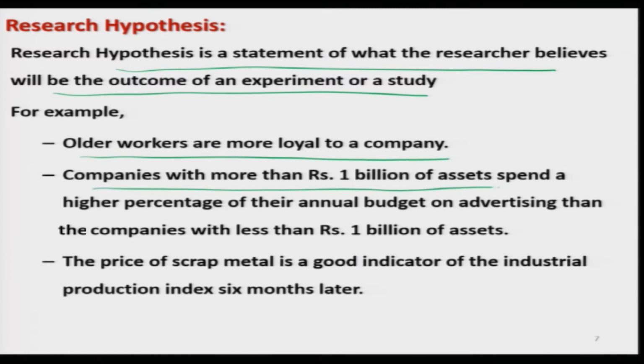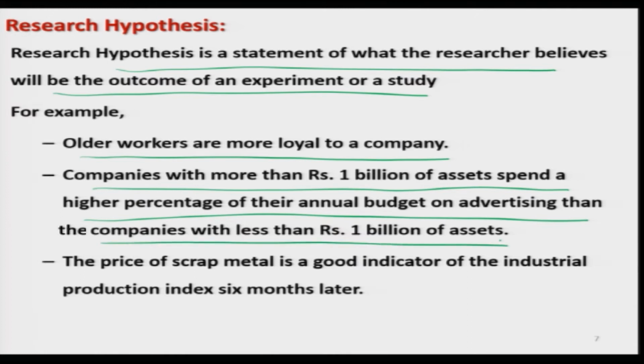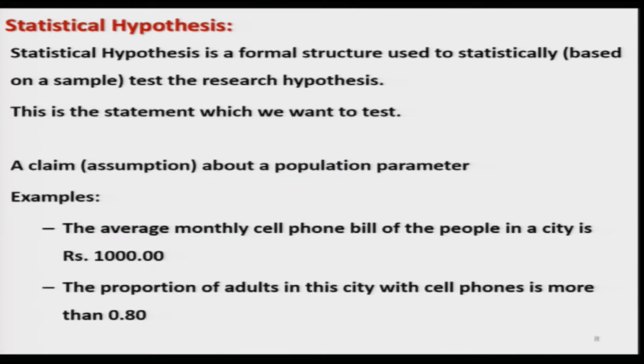Companies with more than 1 billion of assets spend a higher percentage of their annual budget on advertising than the companies with less than rupees 1 billion of assets. Right. The price of scrap metal is a good indicator of the industrial production 6 months later. Right. So all these things are trying to be converted into a statistical hypothesis, and then they are going to be solved. Okay. And the statistical hypothesis is a formal structure which is used to statistically test the research hypothesis. Well, research hypothesis is a terminology which is basically used by many experimenters. So that is why I have given you this idea.